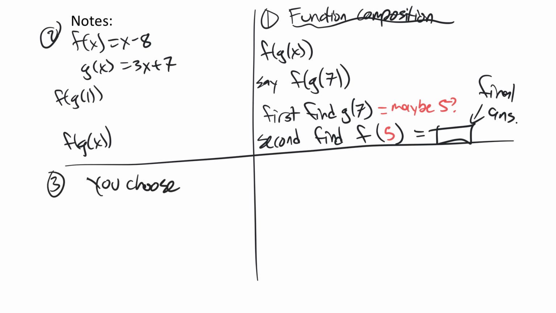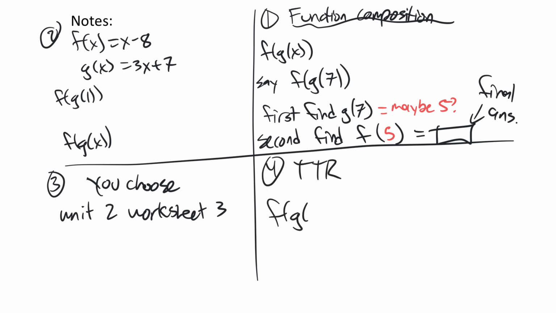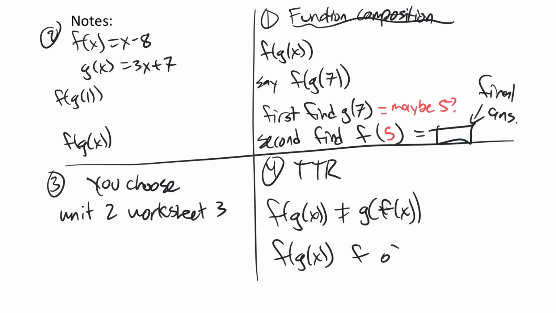So pick one from Unit 2, Worksheet 3, number 4. These are some things to remember. You might want to remember that f of g of x is not equal to g of f of x. And you might want to remember that this is read in English as f of g of x.